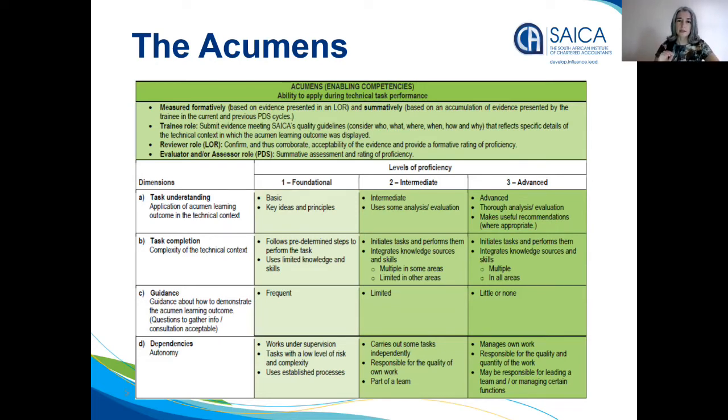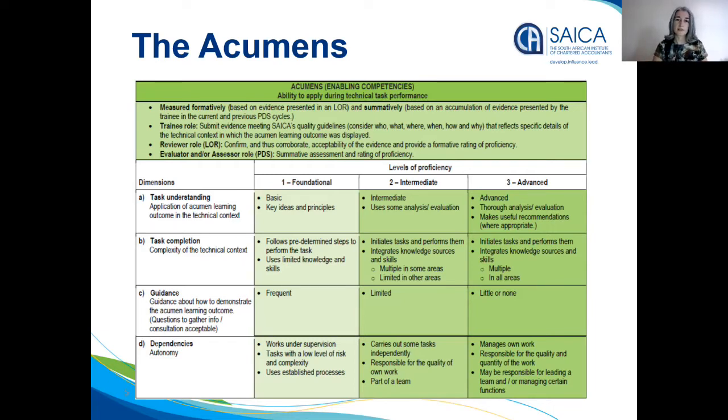Here we have said that in terms of the guidance dimension, the trainee must be at the level where they require little or no guidance in order to demonstrate the ability, the Acumen. But when it comes to the context, provided that they are at an intermediate or advanced level in task understanding, task completion, and dependencies, they can get to an overall level of proficiency of 3.